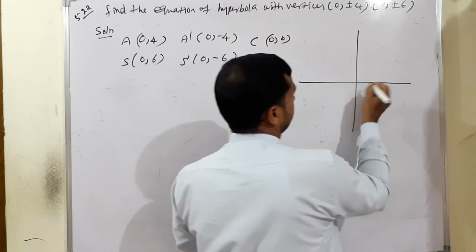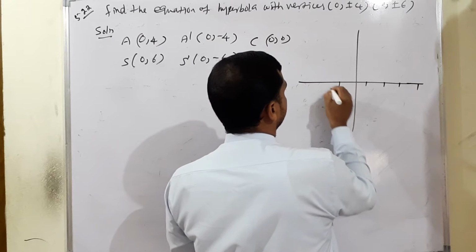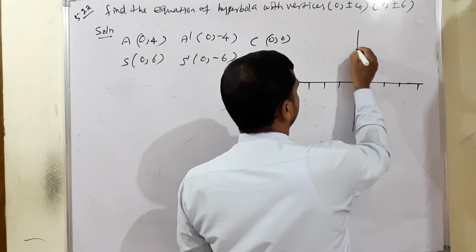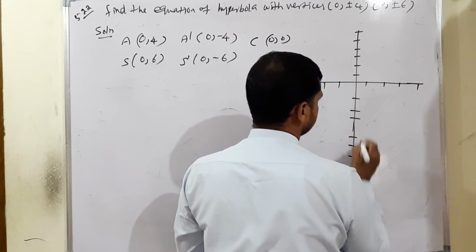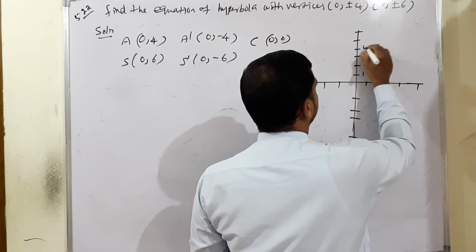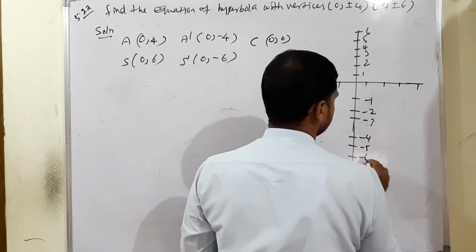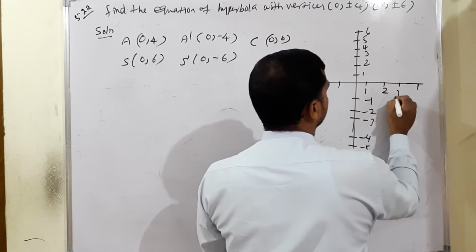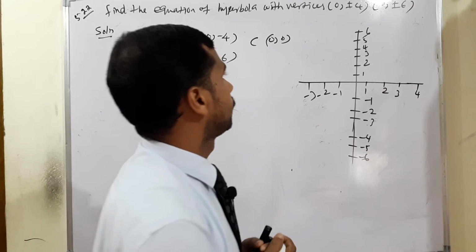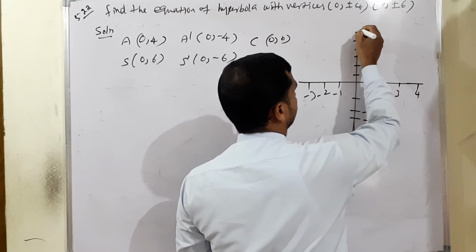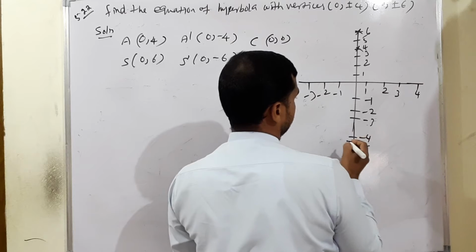So on the y axis, mark 1, 2, 3 and 4. Minus 1, minus 2, minus 3, then 1, 2, 3, 4, 5, 6. Minus 1, minus 2, minus 3, minus 4, minus 5, minus 6. Look at there. First one 0, comma positive 6, 0, comma negative 6. Then 0, comma positive 4. Then 0, comma negative 4.